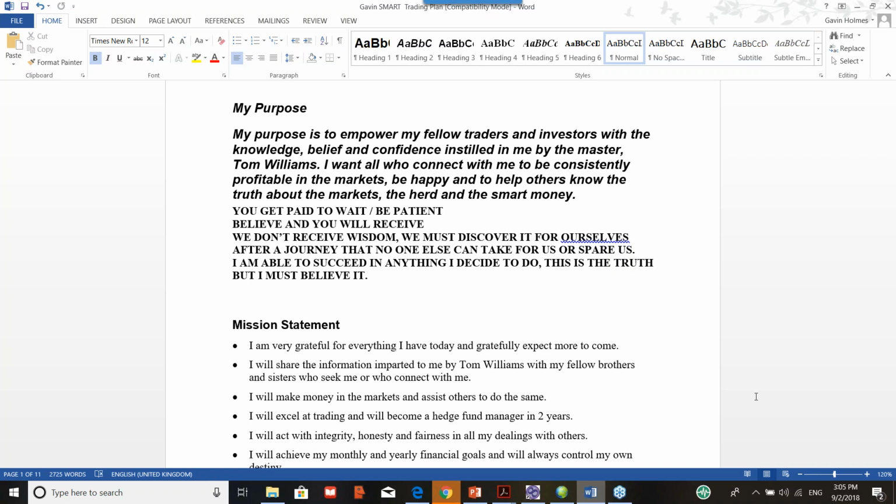It is to give that knowledge, and a book is a very good way of starting out anyway in giving others what you have learned. Then there's a few things here I've added, and I'll share these with you. You get paid to wait, be patient. Very, very good statement. You get paid to wait in the markets. Be patient.